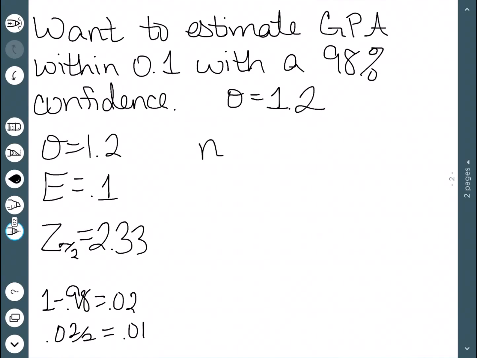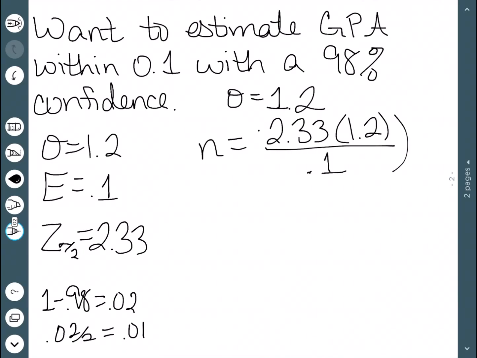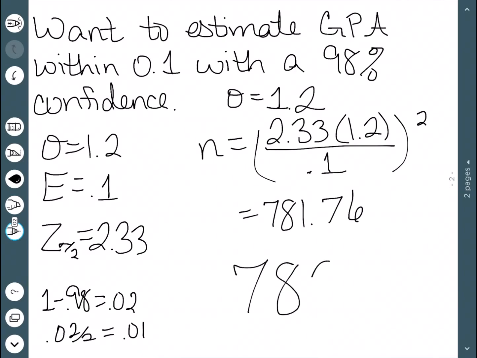So our formula for sample size says to take Z times our standard deviation divided by the error and square it. When we do this, we get 781.76, and when we're dealing with population size, we always need to round up. So if we want to estimate this within 0.1 with a 98% confidence, we need to talk to at least 782 people.